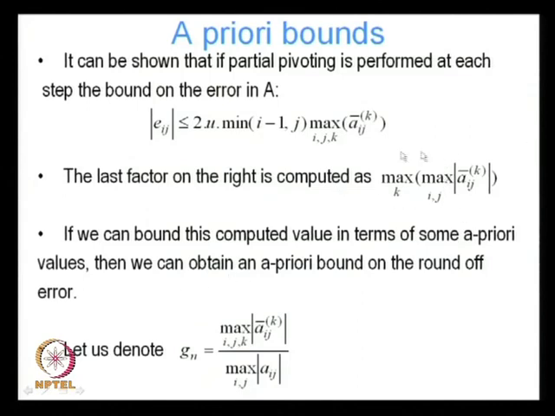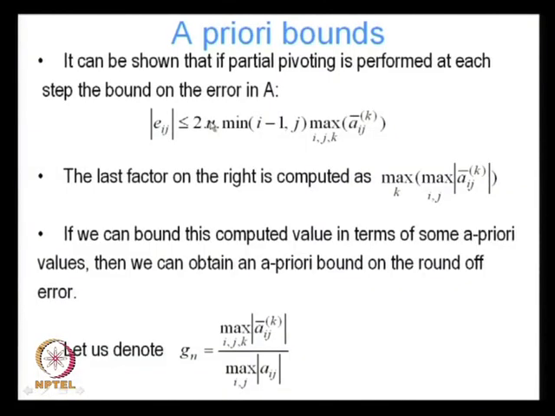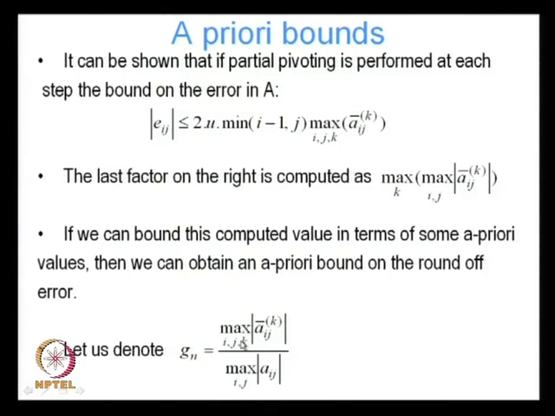So, if we can bound this in terms of some a priori values, in terms of some values which are known before I do my Gaussian elimination, typically some values which are part of my original matrix A, using some components of my original matrix A, then I am going to get an a priori bound on my error due to Gaussian elimination. To do that, let us denote g_n equal to maximum over i, j, k of mod of a bar_ij^k divided by maximum over i, j of mod of a_ij.